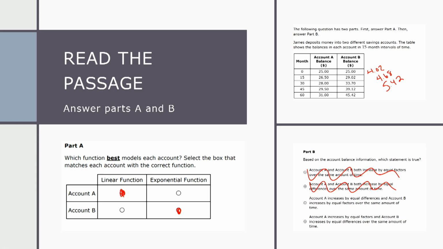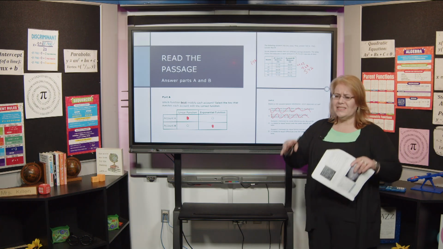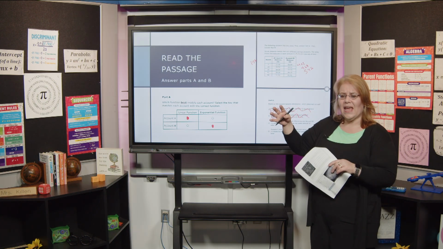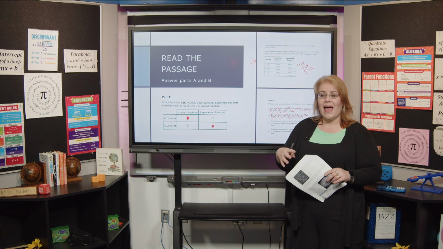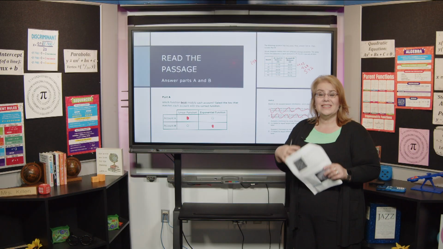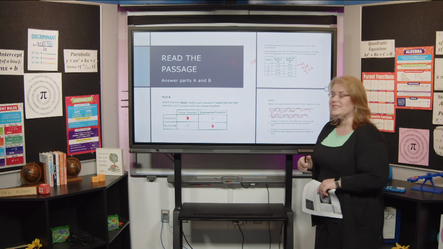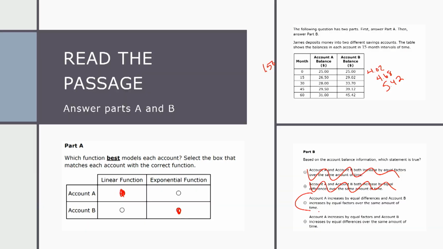So the first one says A is increasing by equal differences. Well, the difference is what? We said was $1.50. Okay, so D also says about account A, it increases by an equal factor. Now remember, when we have factors, we multiply. When we difference, it's the exact same. So am I changing by a factor, or am I changing by the difference? I'm changing by the difference. So my answer would be C.